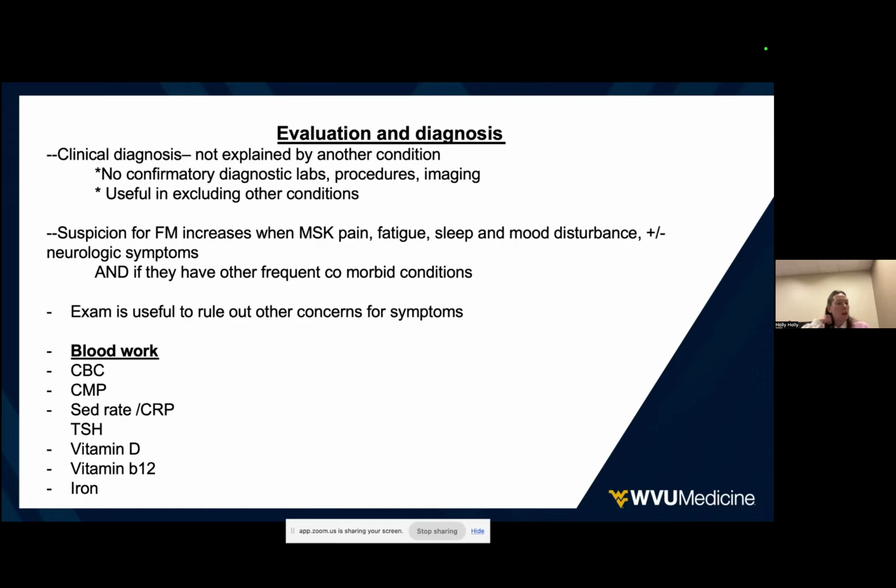Again, just like with the osteoarthritis presentation, ANAs, rheumatoid factors, and CCPs really shouldn't be first line labs that you check unless you have a high suspicion, based on their exam or your discussion with the patient, that there really is something inflammatory going on. So not your first labs that you're going to go to.